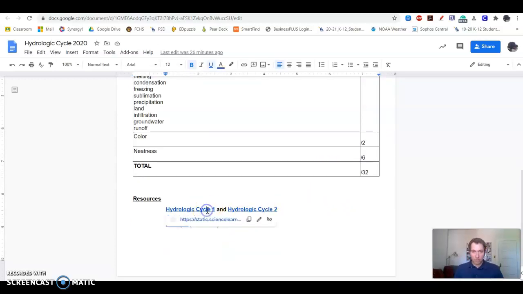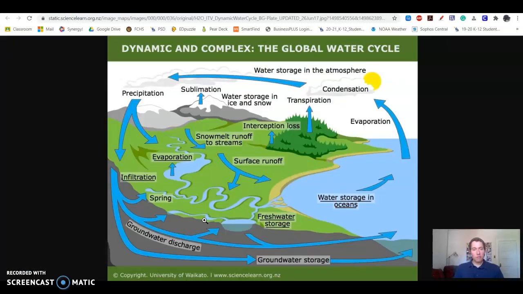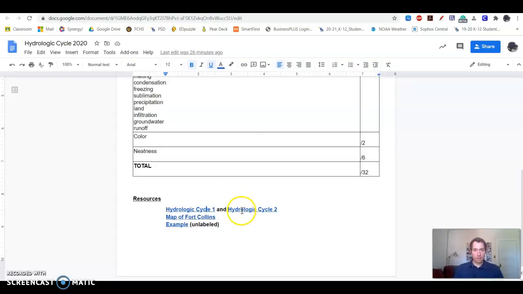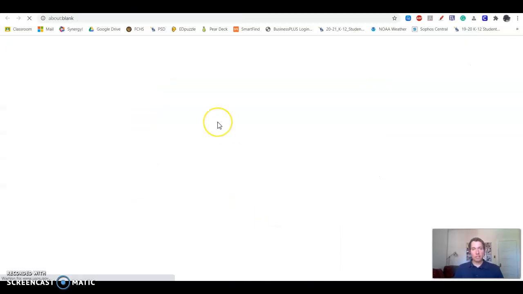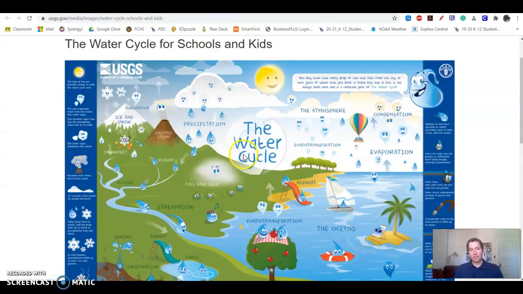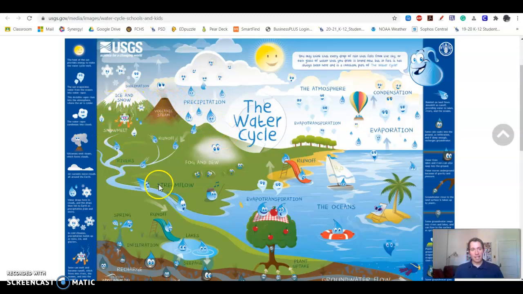Here are some resources which will be available to you. Here's a classic water cycle drawing, complete with the arrows of what's going on. So most of these labels here are given to you. The other resource is slightly more detailed. Not all of these things are necessary on your drawing. This is just another way of looking at maybe how to lay out your own hydrologic cycle.